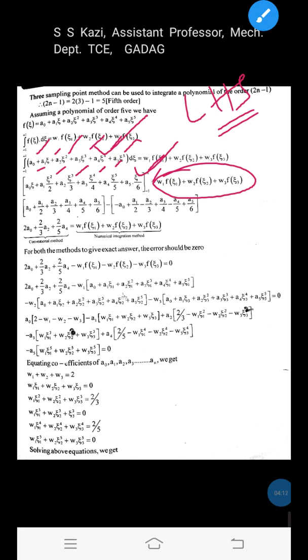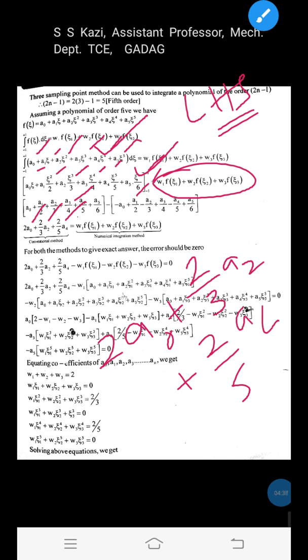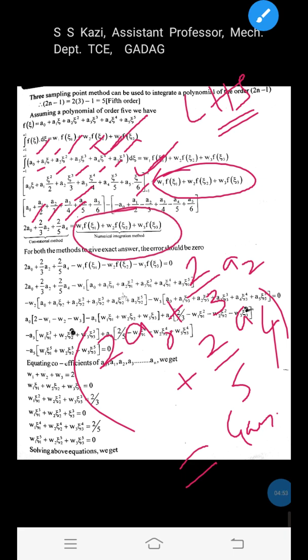If we apply the limits using the conventional method of integration, first you substitute +1 and minus of you substitute -1 in place of zeta, then we will get 2a0 plus 2 by 3 a2 plus 2 by 5 a4. We got 2a0 plus 2 by 3 a2 plus 2 by 5 a4. This is the integral value using the conventional method of integration. This is equal to the Gaussian numerical integration method, that is w1 f of zeta 1 plus w2 f of zeta 2 plus w3 f of zeta 3.